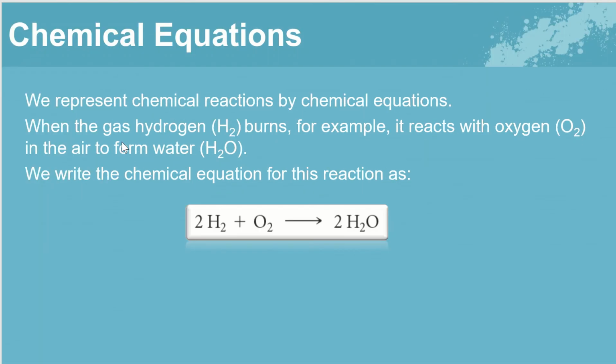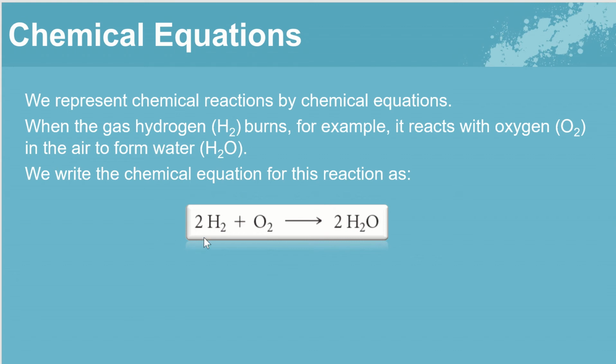That naturally leads us to chemical equations. We represent chemical reactions by chemical equations. When the gas hydrogen, represented as H2, burns, for example, it reacts with oxygen, O2, in the air to form water. We write the chemical equation for this reaction as 2 molecules of H2, hydrogen, reacting with oxygen, O2, to give us 2 molecules of water.